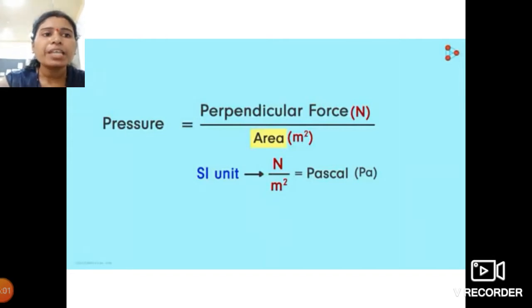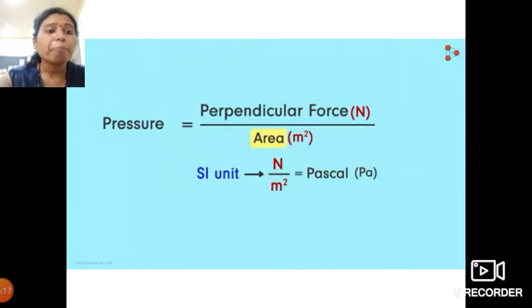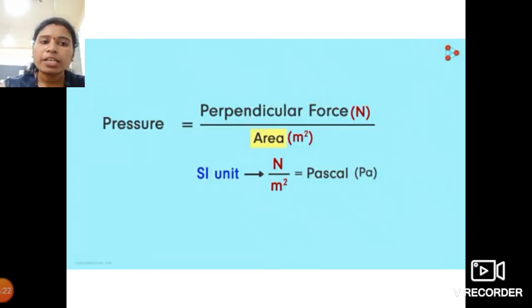What will happen? Area is in the denominator. See students, area is in the denominator of the fraction. So, what is this area? Well, this area is nothing but the area on which the force is applied. Here, we understand that the force is applied on any kind of object, but that object possesses some area. So here the area is nothing but the area on which the force is applied.